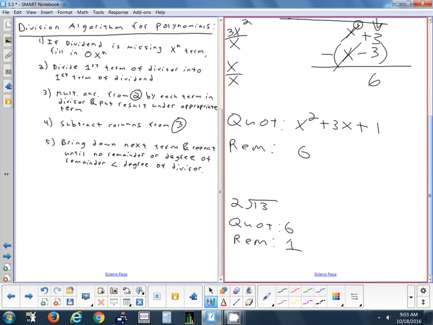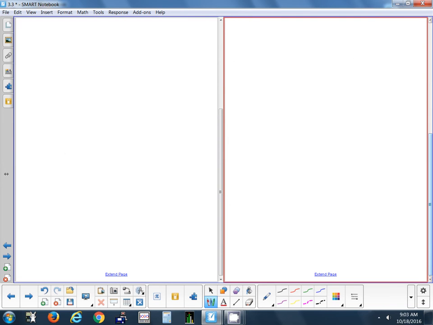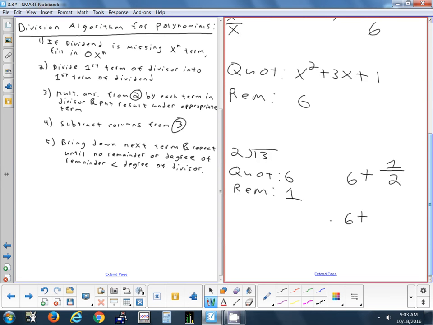So you can write your answer that way, or you can write your answer like this: 6 plus your remainder over your divisor. Let me write it like this: it's your quotient plus your remainder over your divisor. Okay, so in this case, you could write 6 plus a half or 6 and a half.